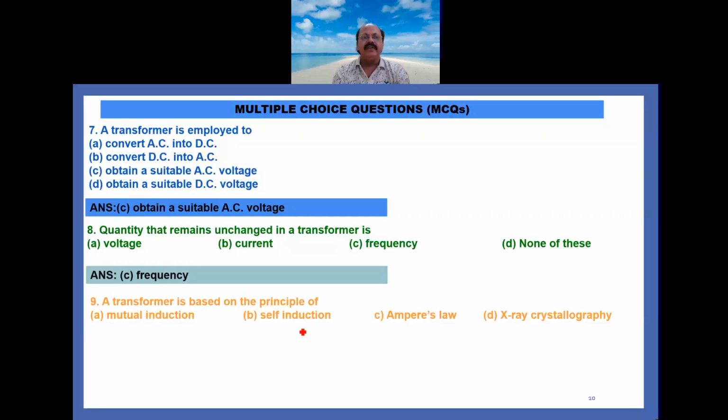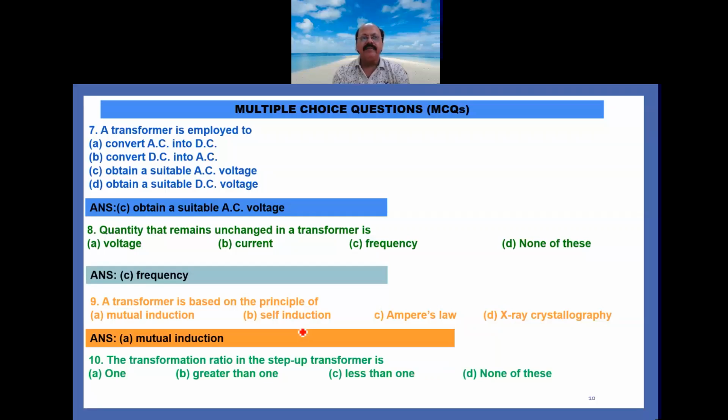Question 9. A transformer is based on the principle of. Means on what principle the transformer works. Options are here. A, mutual induction, B, self-induction, C, Ampere's law, D, X-ray crystallography. So answer is mutual induction.